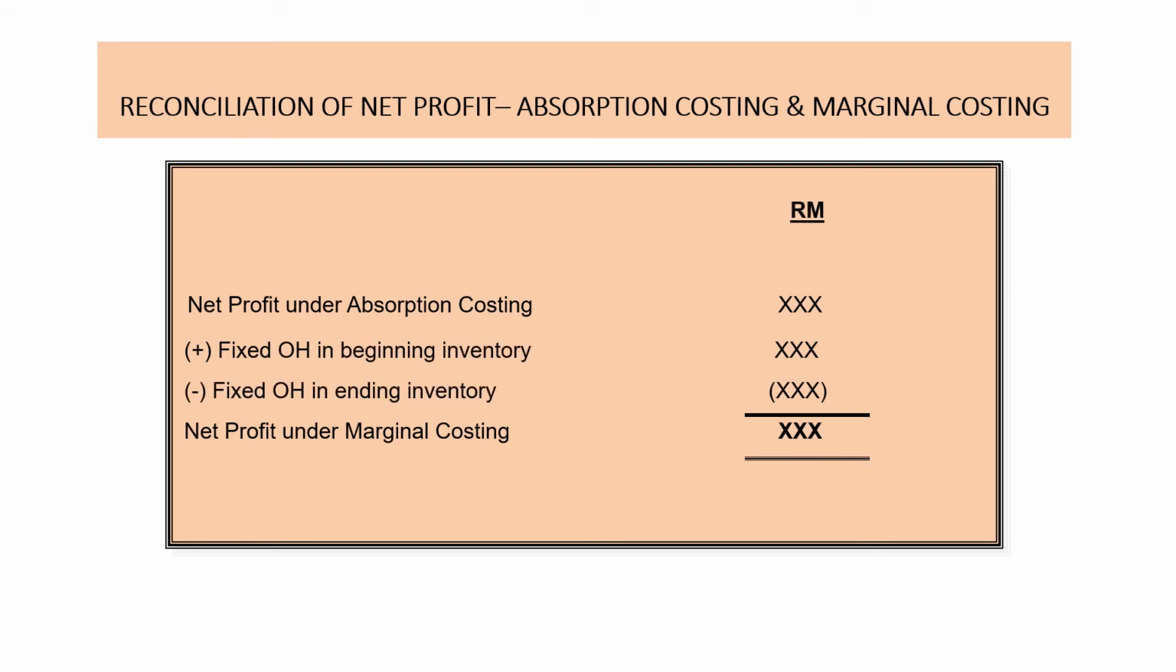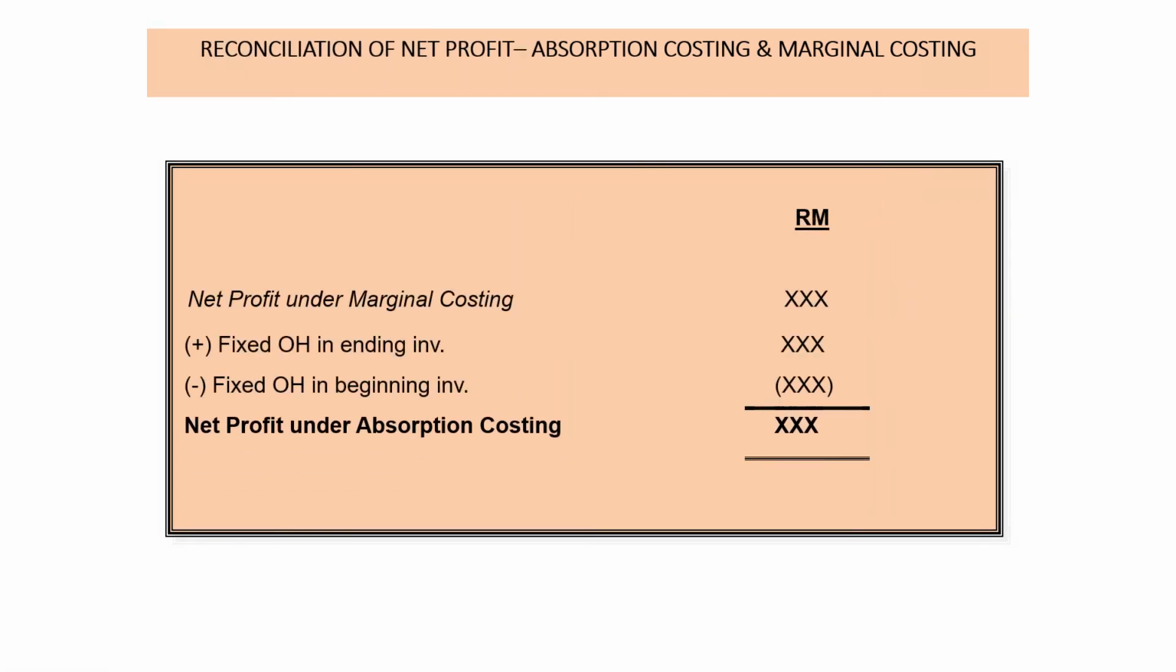Illustration: reconciliation of net profit, using net profit under absorption costing to get net profit under marginal costing. Illustration: reconciliation of net profit, using net profit under marginal costing to get net profit under absorption costing.